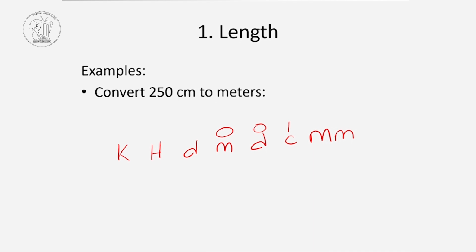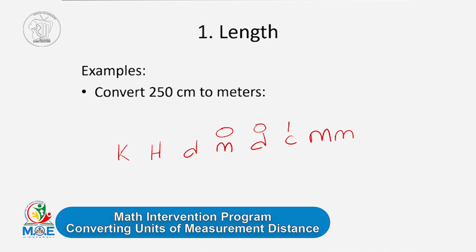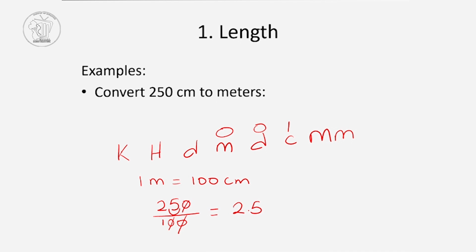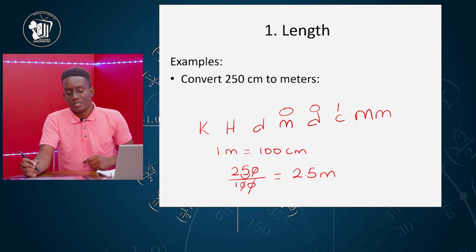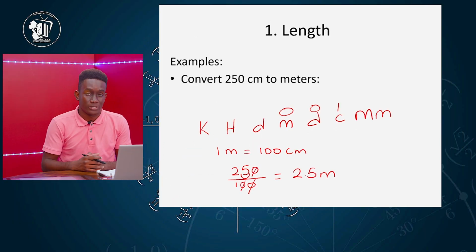So once again, we see we have 100, but the 100 is back to the front. So that means we are dividing. So we can say 1 meter is equal to 100 centimeters. And we have 250, and this will be divided by the 100. This 0 cancels out that 0. This 0 will bring the point back here. So this is equal to 2.5 meters. 250 cm is equal to 2.5 meters.